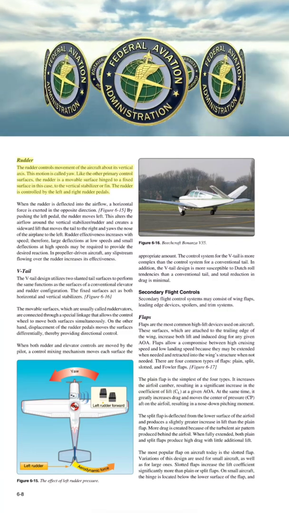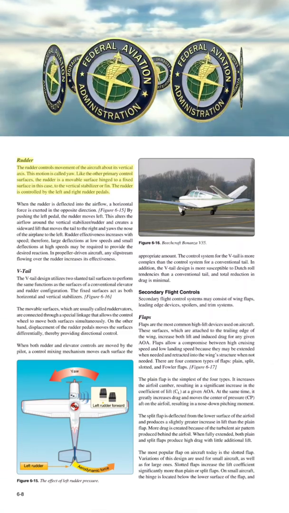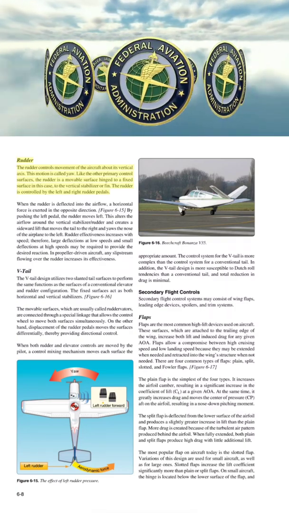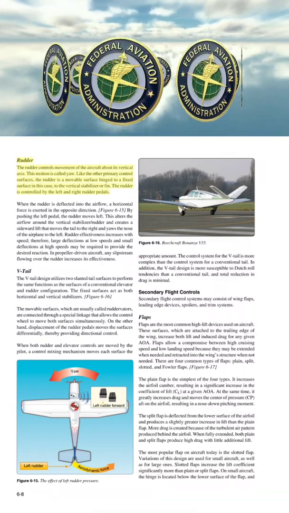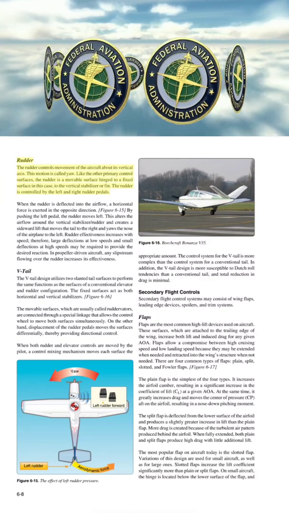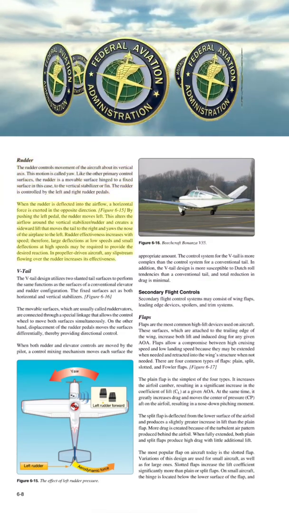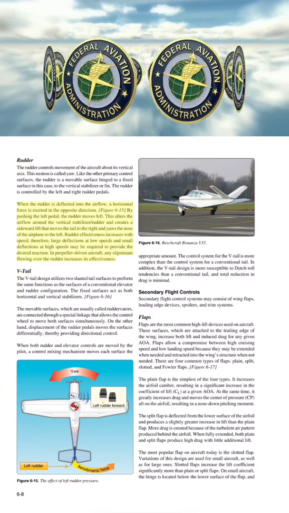Rudder. The rudder controls movement of the aircraft about its vertical axis. This motion is called yaw. Like the other primary control surfaces, the rudder is a movable surface hinged to a fixed surface, in this case, to the vertical stabilizer or fin. The rudder is controlled by the left and right rudder pedals. When the rudder is deflected into the airflow, a horizontal force is exerted in the opposite direction.